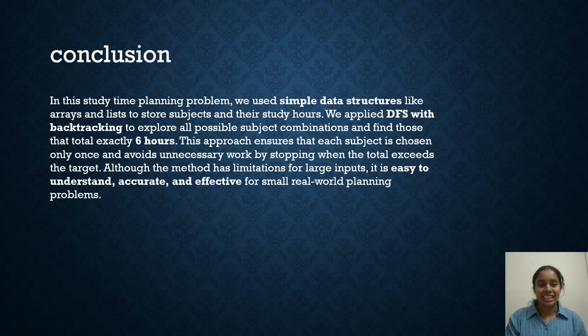Now we come to the conclusion. In the study planning problem, we used simple data structures like arrays and lists to store the subjects and their study hours. We applied DFS with backtracking to explore all possible subject combinations and find those whose total is exactly 6 hours. This approach ensures that each subject is chosen only once and avoids unnecessary work by stopping when the total exceeds the target. Although the method is limited for large inputs, it is easy to understand, accurate and effective for a small real world planning problem.